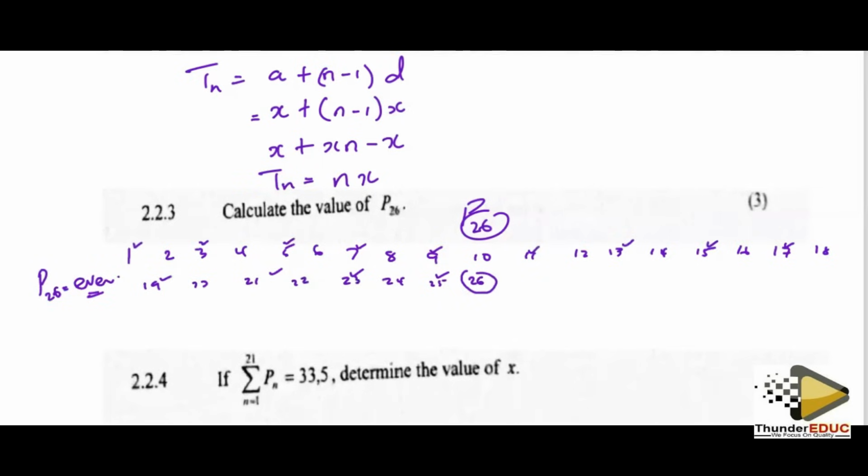So what I need to do is find the general term of the geometric, and then I'll find not P26, but it's going to be my 13th term. Someone is wondering how. So this is 23, 24, 25, and then 26.